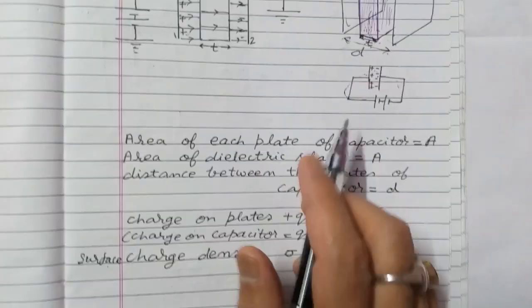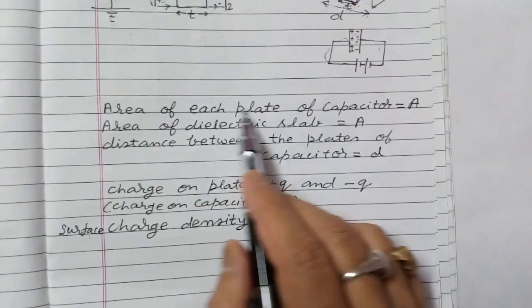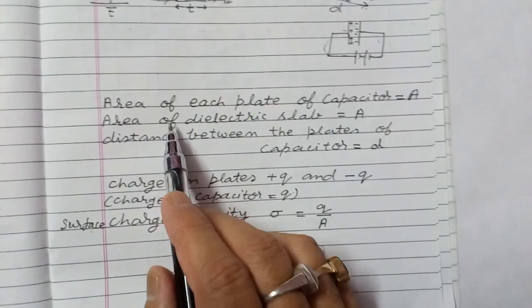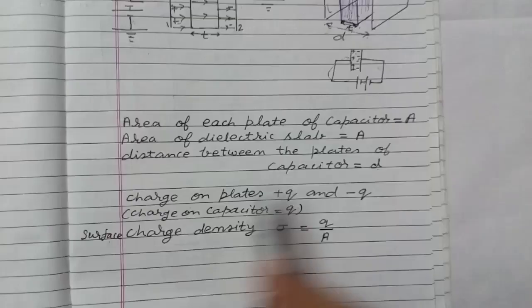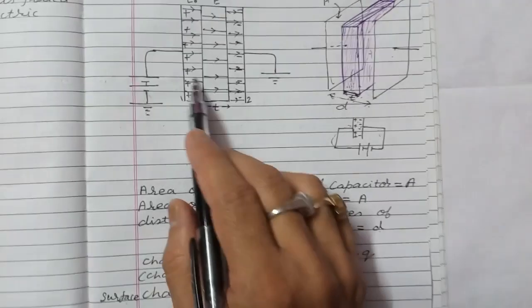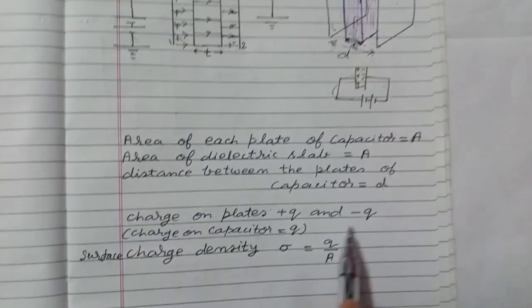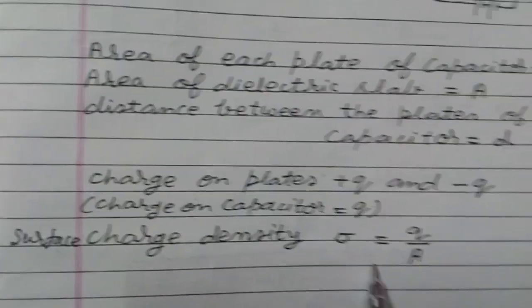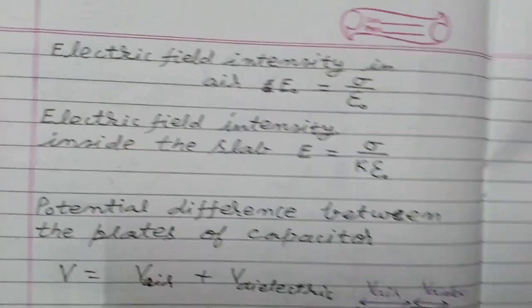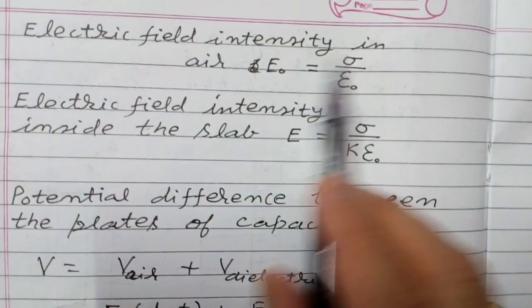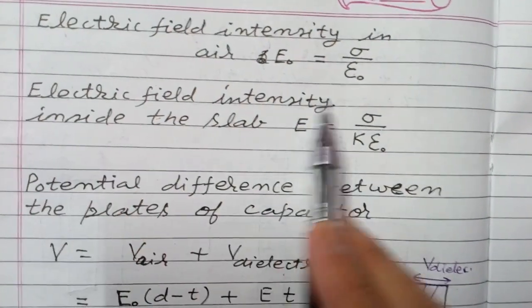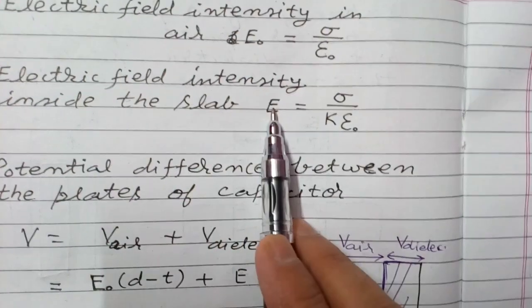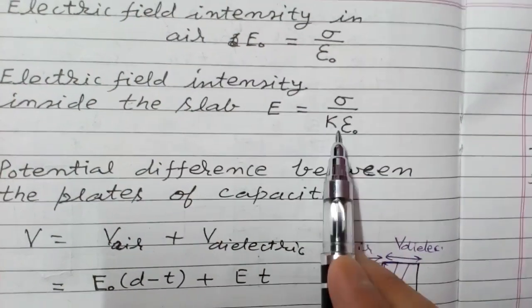Now we will derive the formula for electrical capacity. Suppose area of each plate of capacitor capital A, area of dielectric slab capital A, distance between the plates of capacitor small d, charge on plate number 1 plus Q, charge on plate number 2 minus Q, which is connected to minus terminal of battery, and so surface charge density sigma is equal to Q by A. Now we know that electric field intensity in air E naught is equal to sigma upon epsilon naught, and electric field intensity inside this slab is equal to sigma upon K epsilon naught.